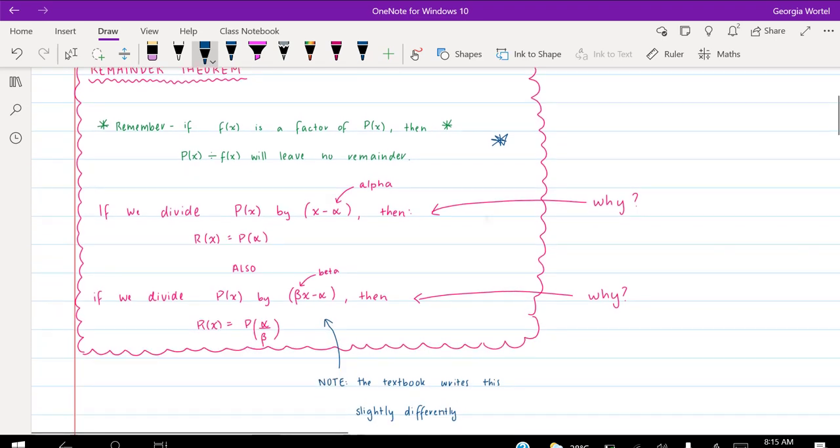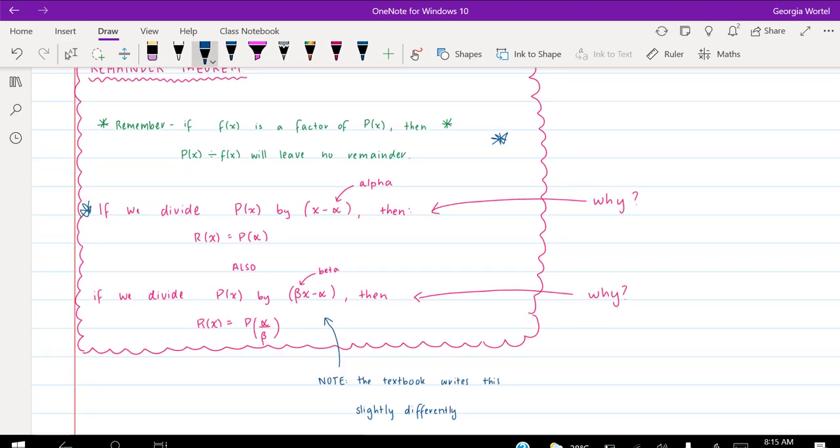Okay, so the remainder theorem states that if we divide our polynomial p of x by x minus alpha, this little symbol here is alpha, it looks a little bit like an x, also a little bit like an a, so don't get confused if you're reading or writing that. Then our remainder should be equal to p of alpha. So basically, if we sub alpha into our polynomial, then the remainder of that division should be equal to p of alpha.